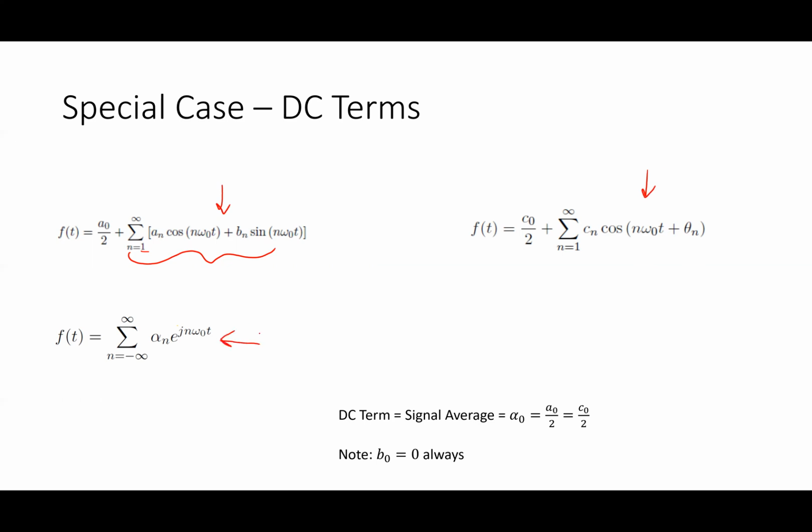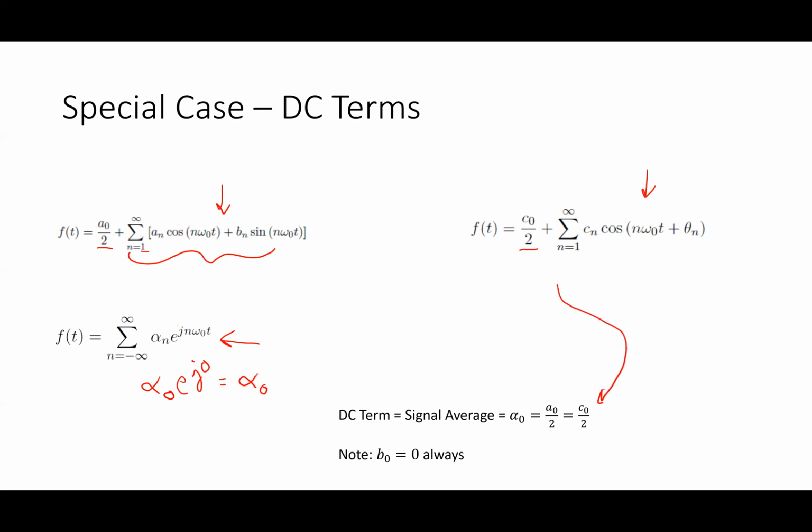If you were to put in n equal to 0 here, you would get alpha n times e to the j 0, which would be what? Alpha n. And specifically because I'm doing it for n equal to 0, it would be alpha 0, right? Now, looking at this here, the thing that you see is alpha 0 would be the DC term for the complex version of the series, whereas for the other two, it's A0 over 2 and C0 over 2.